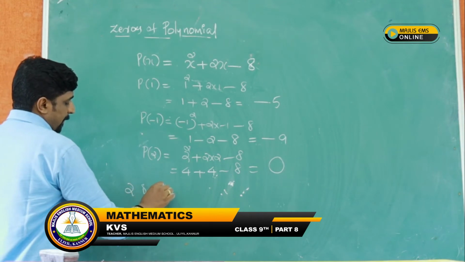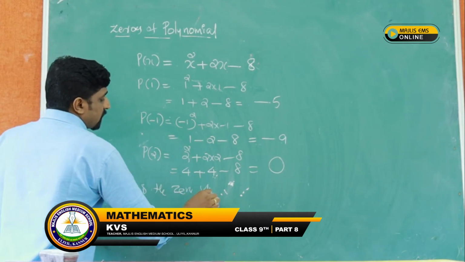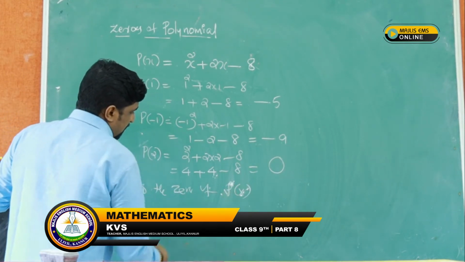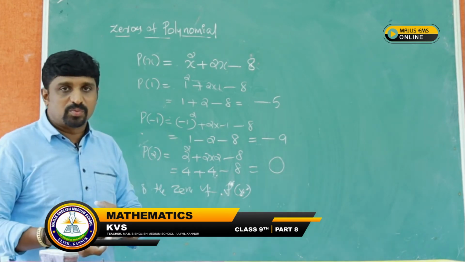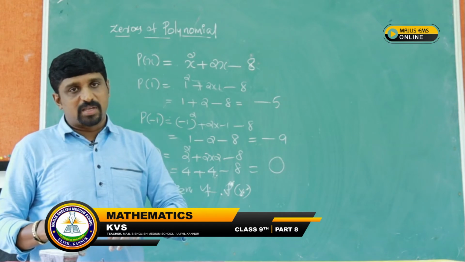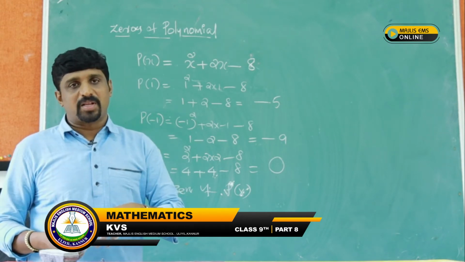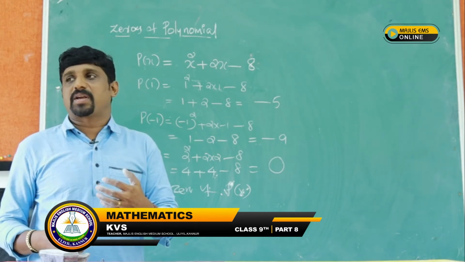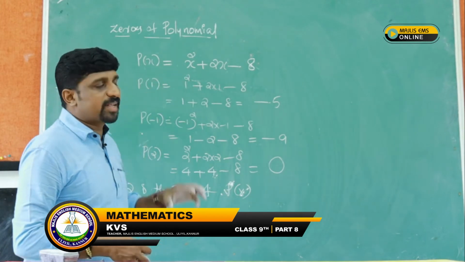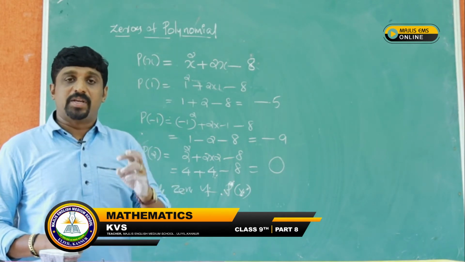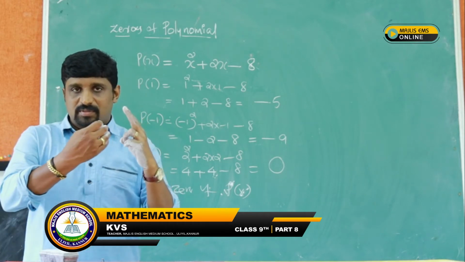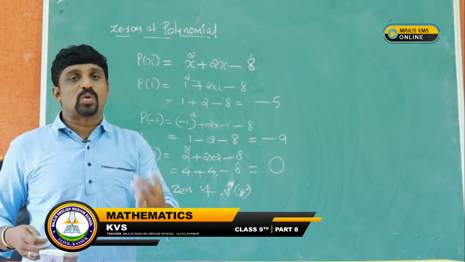2 is the 0 of p of x. After that we can find out p of minus 2, then p of 3, p of minus 3, p of 4, p of minus 4, like that. Because here x square is there, that means degree 2, it's a quadratic polynomial, therefore we need 2 zeros. We can just find the zeros of this polynomial like this.